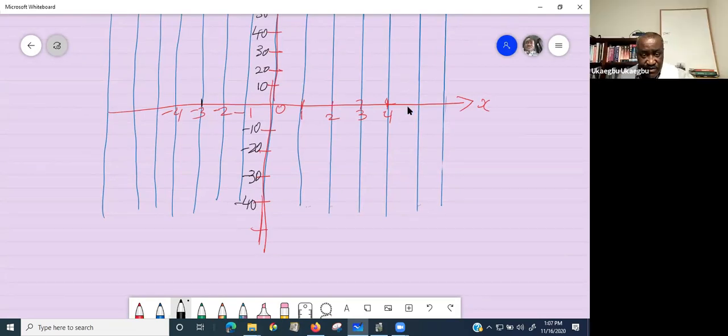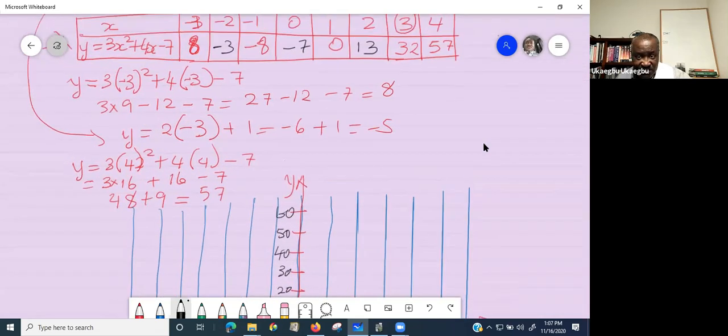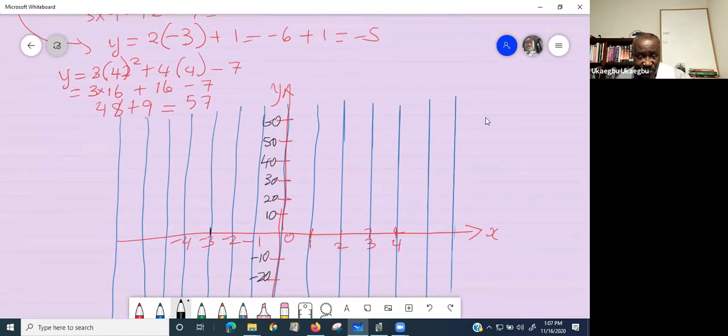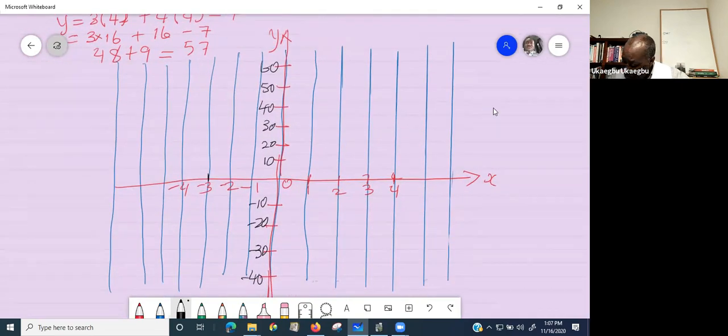Okay, so now when x is... you need to tell me these values, because if I keep on scrolling up and down, I will waste a lot of time. When x is negative 3, what is y?